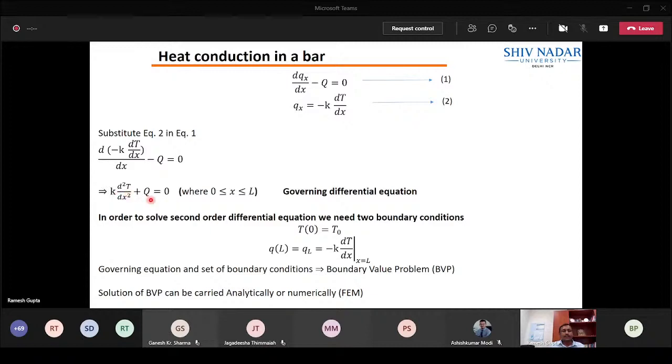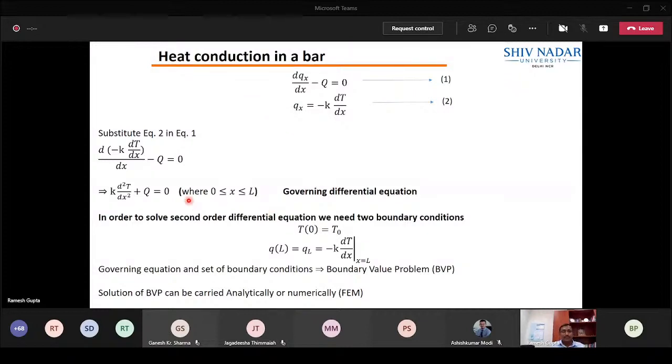the governing equation, it is a second order differential equation. Any second order differential equation, if you integrate twice, you will get the solution. Well, that is the very basic philosophy we follow. Whenever you integrate one time, you will get an integration constant. When you integrate twice, two integration constants. In order to solve for those two integration constants, you need two boundary conditions.